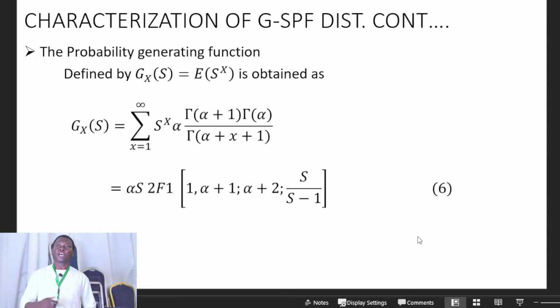Now we went further to obtain the probability generating function. The probability generating function is also very, very important in characterizing a distribution, and we can recover the distribution of the various values of X. We obtained the probability generating function, and it is expressed as a hypergeometric function given by equation 6.